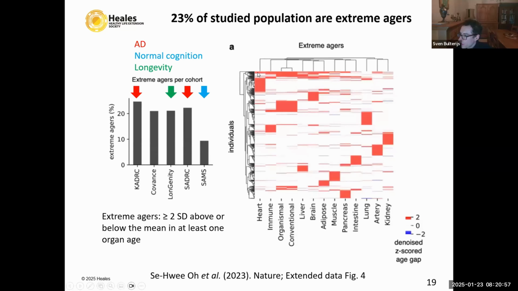So in fact, if you look at it, there are actually only a very slim number of people who show aging in more than one organ, accelerated compared to the average. And yeah, extreme ages were 2 standard deviations below or above the mean. That is what was defined here. Later we will see where they switch to 1.5 standard deviations in another paper.